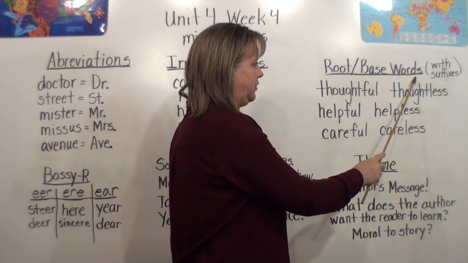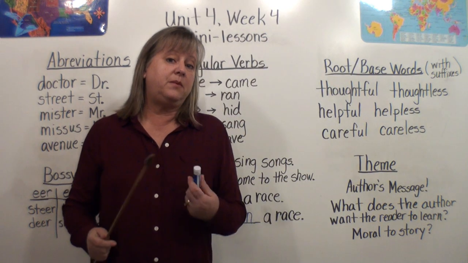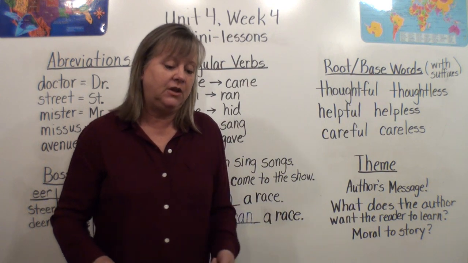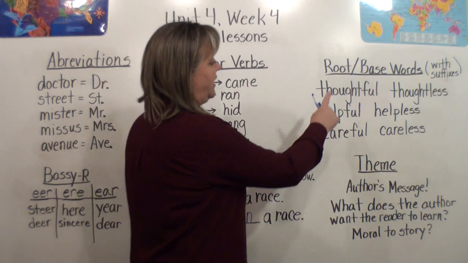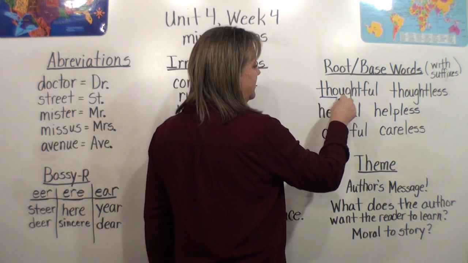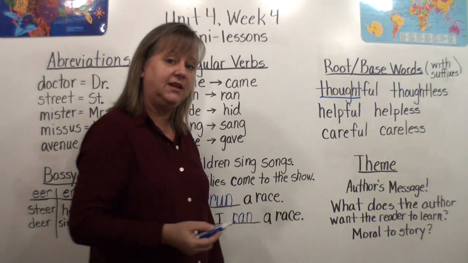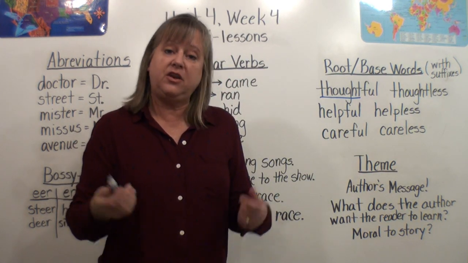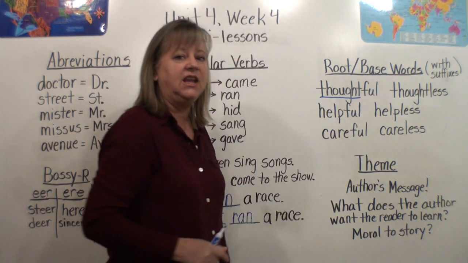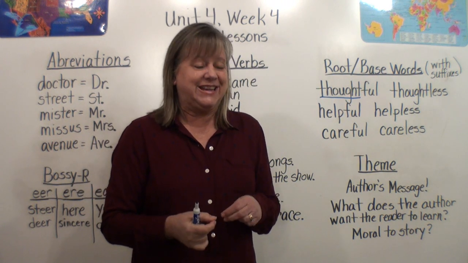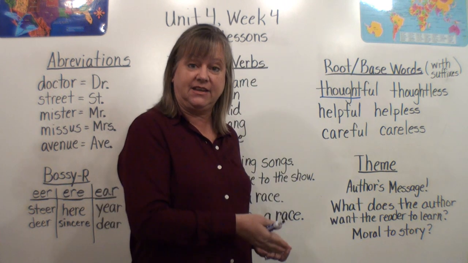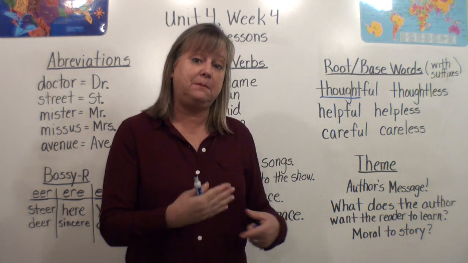Root and base words. All right. A root word or a base word is a word that can stand on its own and it has meaning. So over here, I wrote some words. I have the word thoughtful. Our base word here is thought. All right? Thought. That's a word. We know what that means. I've also added a suffix onto the end. A suffix is a group of letters that cannot stand on its own, but we can put them on the end of a base or root word, and they change the meaning.